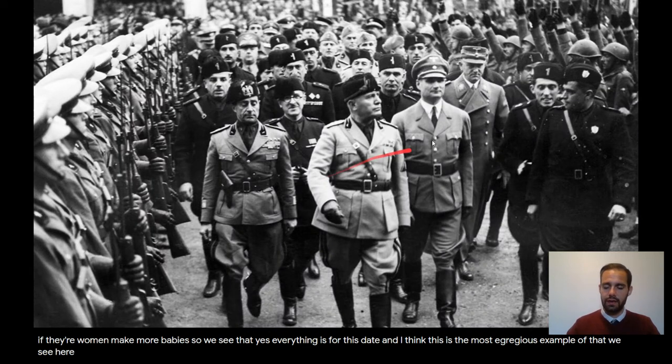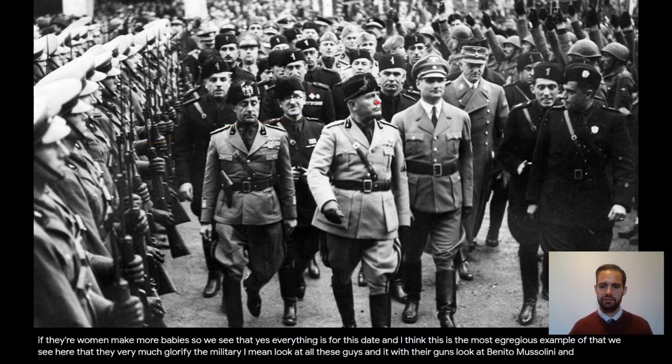We see here that they very much glorify the military. I mean, look at all these guys standing with their guns. Look at Benito Mussolini in his military uniform.